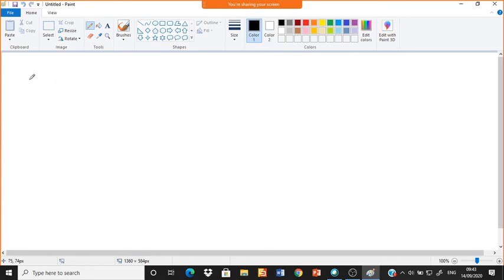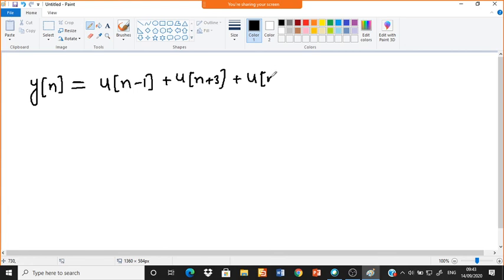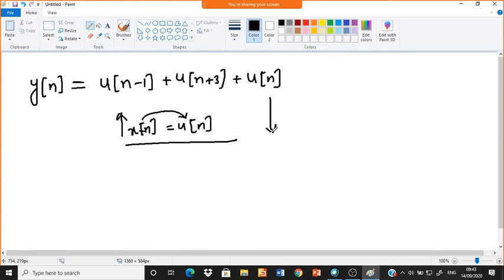Now we will take another example in terms of u of n. Form the system interconnects using this equation: u of n minus 1 plus u of n plus 3 plus u of n. Here the signal x of n is defined as u of n, that's it. Earlier we took the signal itself as x of n, and here we have defined the signal in terms of u of n. Now form the interconnects.